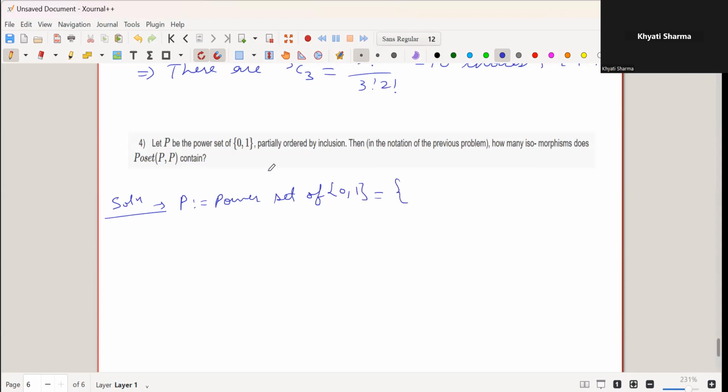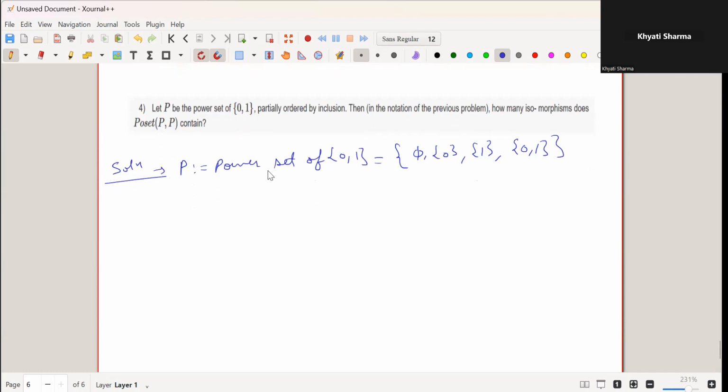So how many elements does it have? The power set of a set with n elements has 2 raised to n elements. Here n is 2, so it will have 4 elements. First is the empty set, second is the singleton set {0}, then the singleton set {1}, and then the whole set {0, 1}. So there are 4 elements, and it asks, in the notation of the previous problem, how many isomorphisms does the poset (P, P) have.